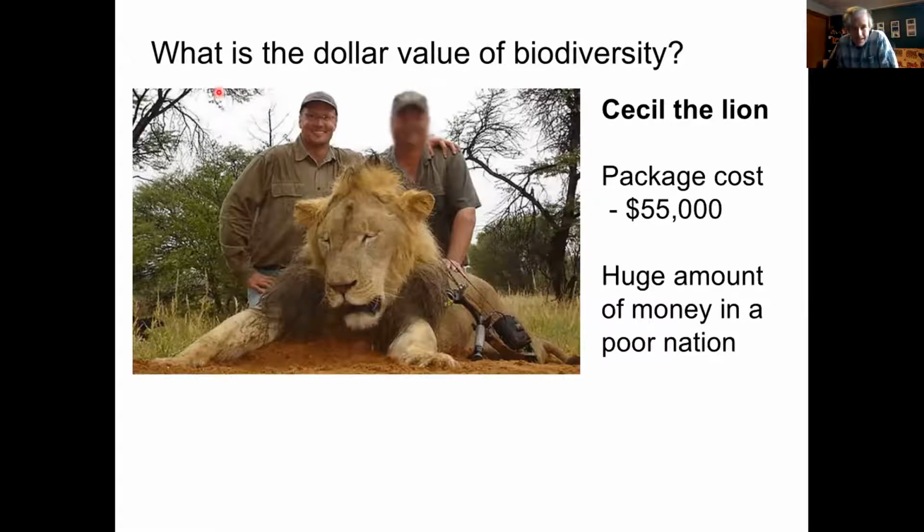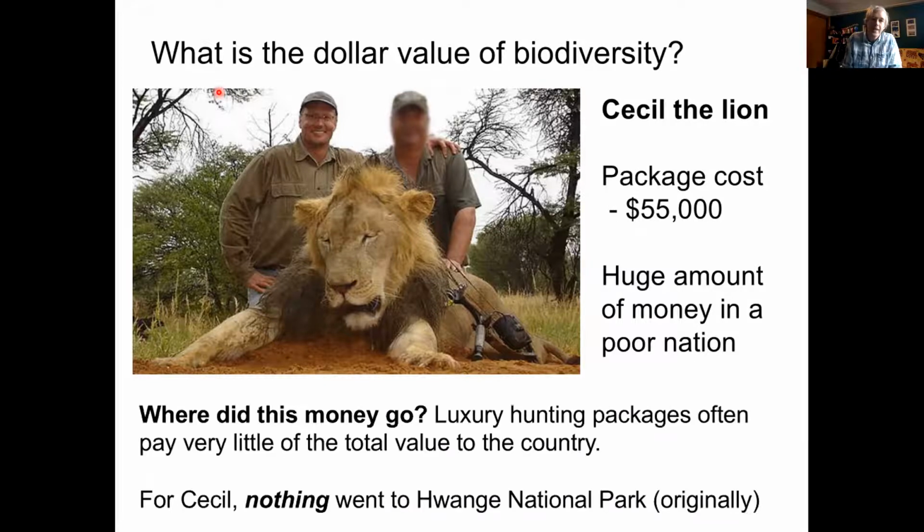Now, the package that was sold to the dentist to take Cecil the lion cost $55,000 US. So that is a huge amount of money in a poor nation. So in terms of the amount of money going, one of the ways these sort of things were justified was, well, look, it's an enormous amount of money going into the nation of Zimbabwe. But where did this money go?